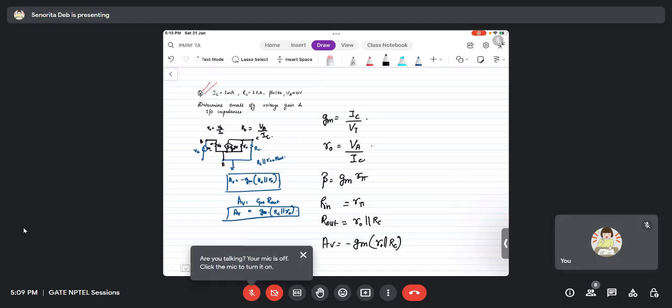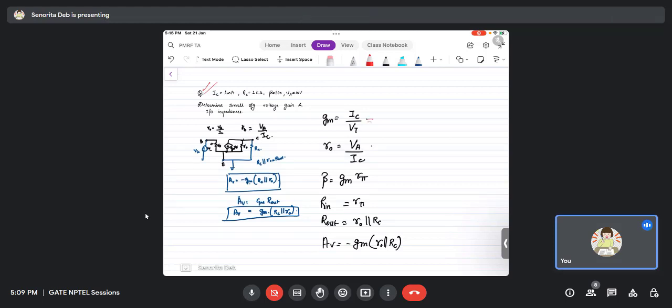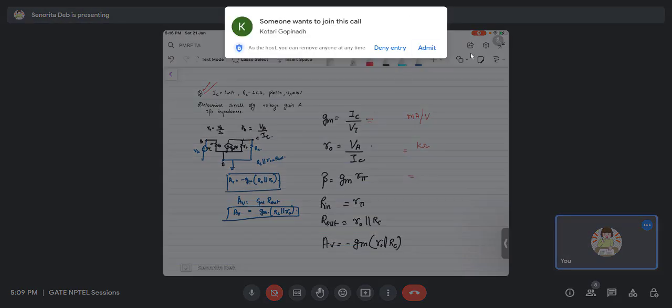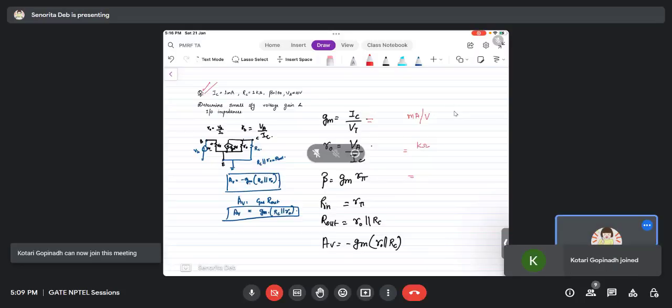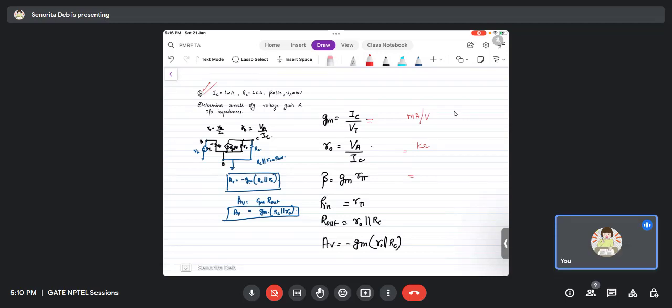What is the value of gm? Anyone? In milliampere per volt? What is the value of gm in milliampere per volt? r0 in kilo ohms? Please be quick, we have to start emitter degeneration as well.